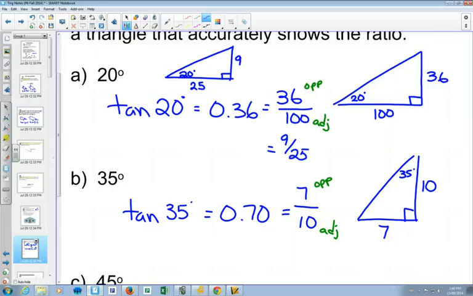So depending on where you label an angle, you always have to make sure that it's opposite over adjacent for the tangent ratio. So I'm going to let you try these next two on your own.